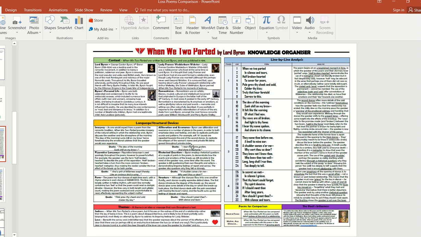Okay, then we've got some language features, we've got themes, we've got the poem and some line-by-line analysis, ideas for what poems you might want to compare it to, and the poet's influence.